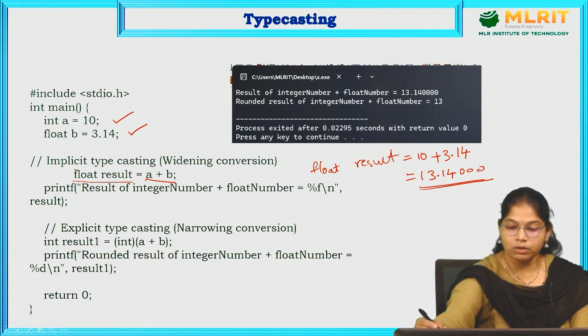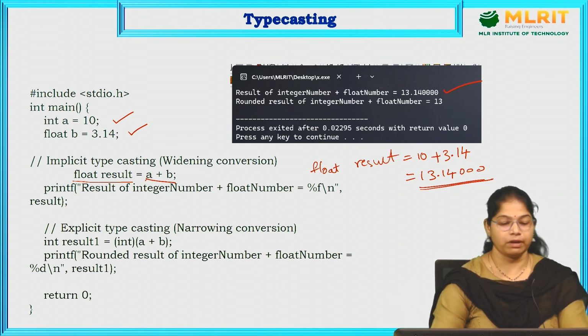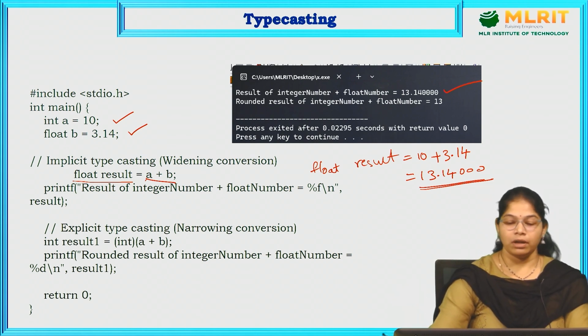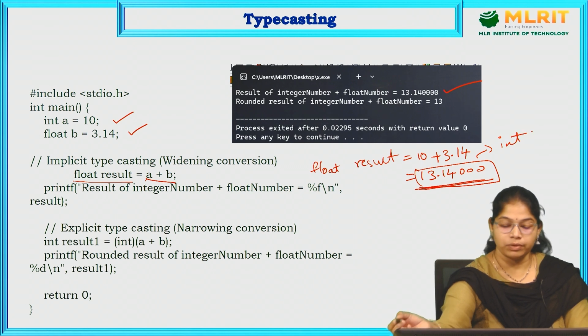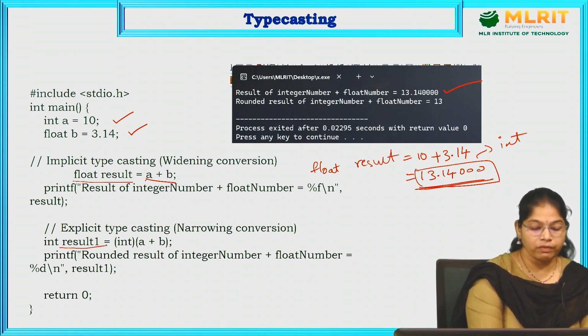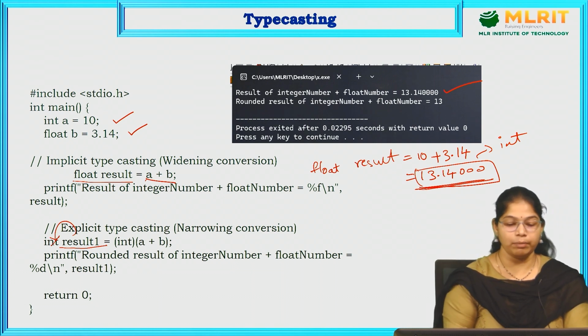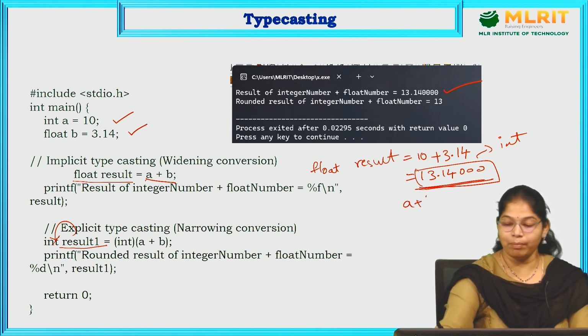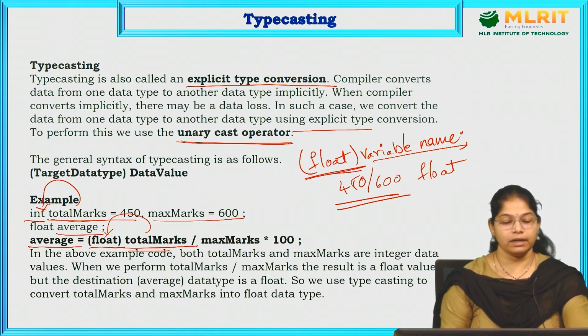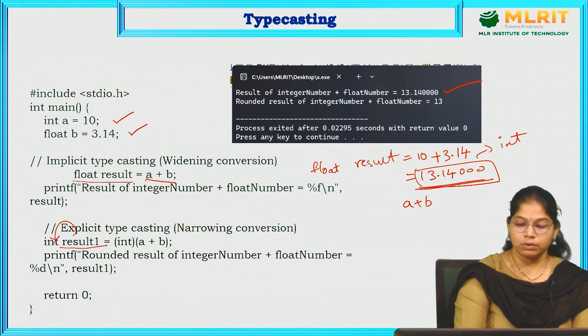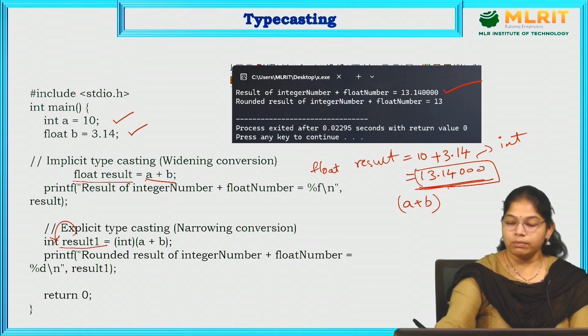Then if you observe in the console window, I got the result as 13.14, which is done implicitly by the compiler itself. Now I don't want this float result, I want it in integer type. So I declared one more variable called result1, which is of integer type. Then I typecasted this a plus b. How to typecast? We use the cast operator with the target data type you want, then the data value or the variable name. So here the variables are a plus b. If we add these two, we get 13.14, but I want an integer value, so we have to use a typecast operator with the target data type, that is integer.